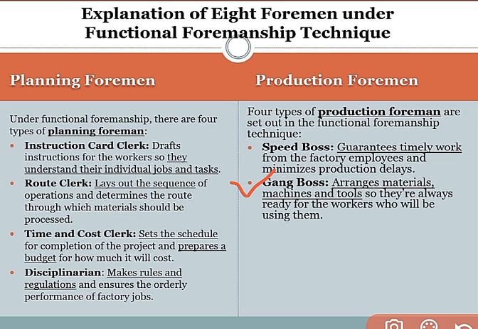Gang boss. Gang boss is responsible for arranging material, machinery, and tools so that all is ready for the workers who will be using them. Right. So here, gang boss is a foreman who is responsible for the arrangement of raw material, machinery, tools and equipment, which are necessary for the workers for conversion of this raw material into finished product.